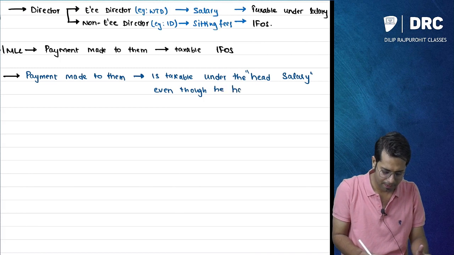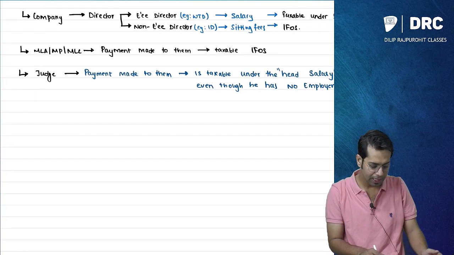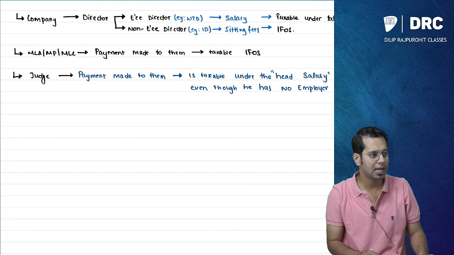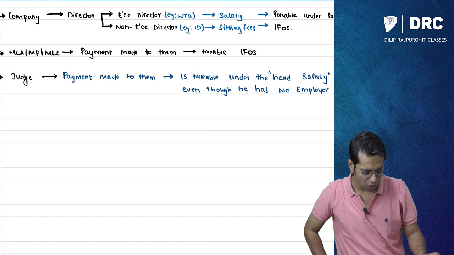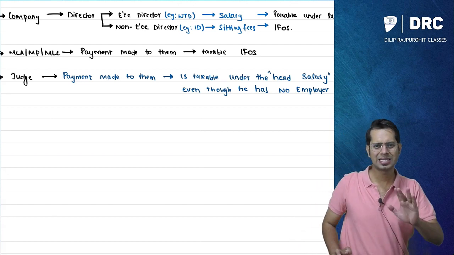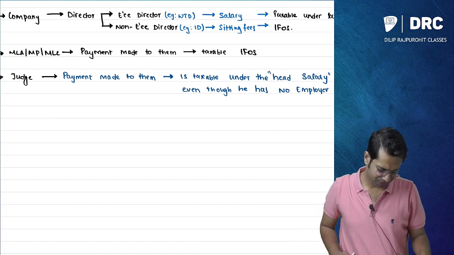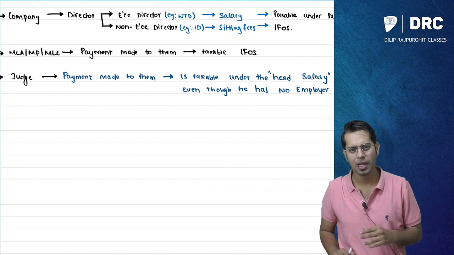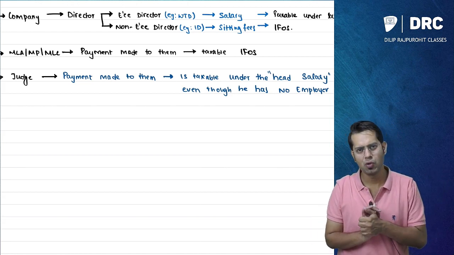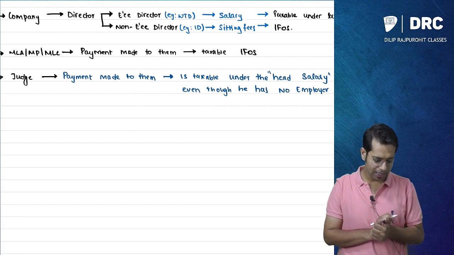Even though he has no employer. So there is one point which you should keep in mind. The amount which is paid to a judge is taxable under the head salary, even though he does not have any employer. Whatever amount is paid to him, even though he does not have any employer, is taxable under the head salary.